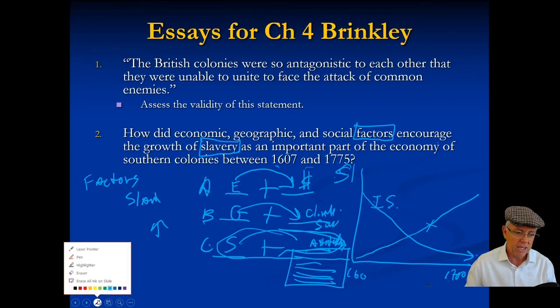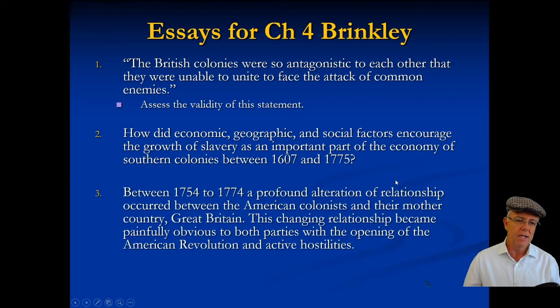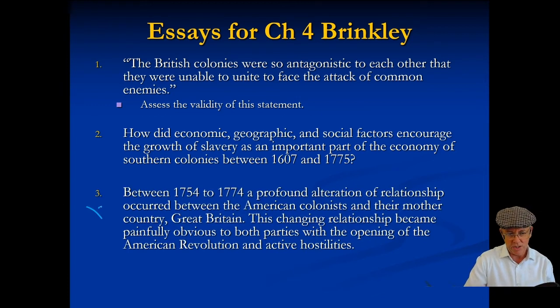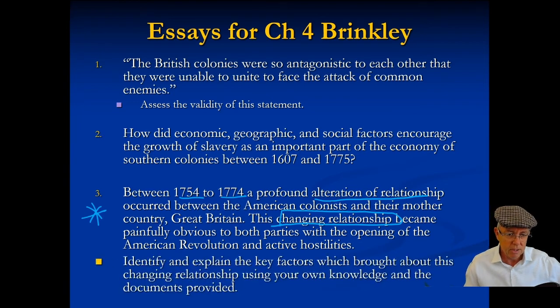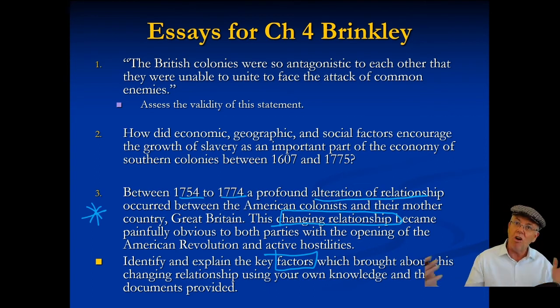Hope you're getting that. And then this is the new one, and this is the one that we're going to do right now, 1754 to 1774, and that's going to be the whole other unit going on, period 3. A profound alteration in the relationship occurred between American colonists and their mother country, Great Britain. This changing relationship, this is the key idea, became painfully obvious to both parties with the opening of the American Revolution. Identify and explain factors. You're looking for factors which brought about the changing relationship. What were the factors that caused the revolution?